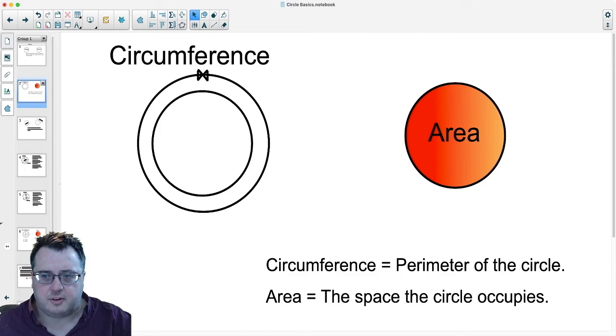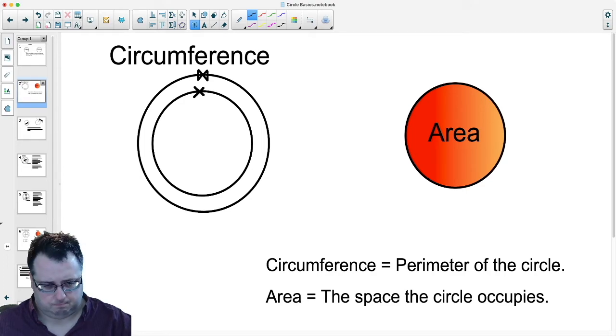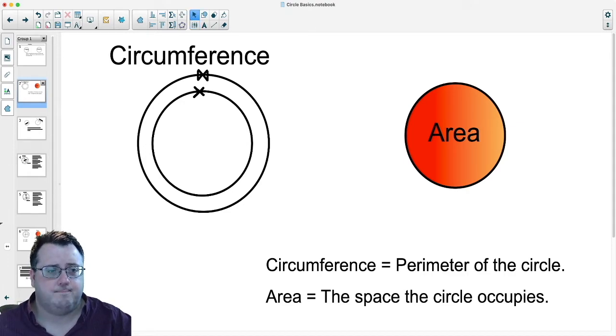Next, circumference and area. Circumference is the perimeter of the circle, or the distance all the way around the outside edge, as I've shown here. If you were to start at the top and go all the way around, that would be your circumference. Your area is the space that the circle occupies. So you need to know what those things are.